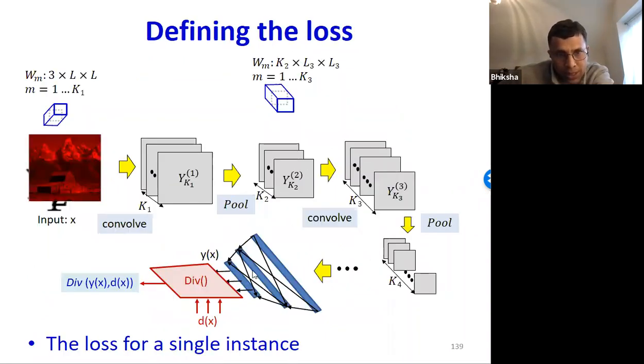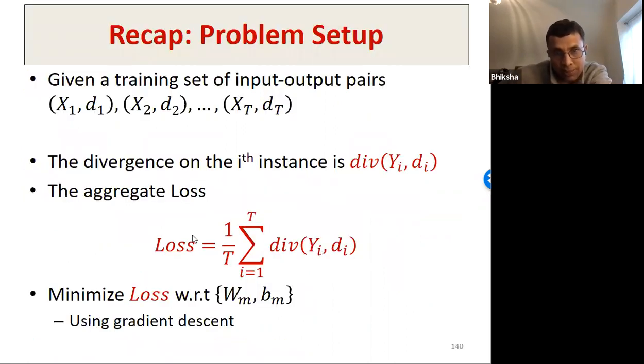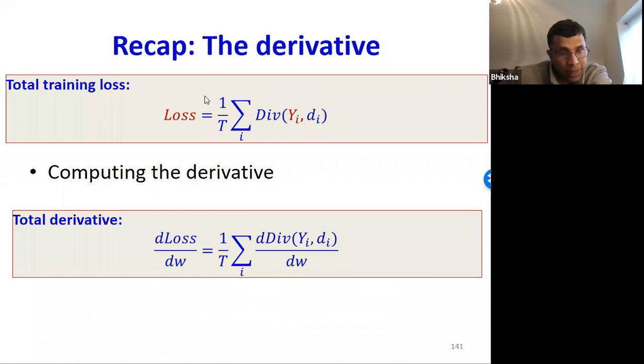So the network is going to come up with an output. You have a desired output, you compute the divergence between the two. And if you had only one training instance, the loss is simply going to be this one divergence. If you had many training instances, the loss is going to be the average loss over all of the training instances. So the derivative of the loss with respect to any network parameter is going to be the average of the derivative of the divergence with respect to that parameter over the entire training set. And we're back to the old case where we need to figure out how to compute this derivative. So nothing new so far.